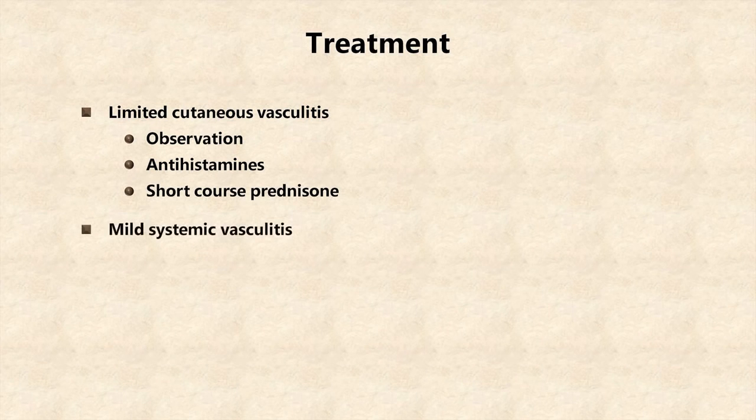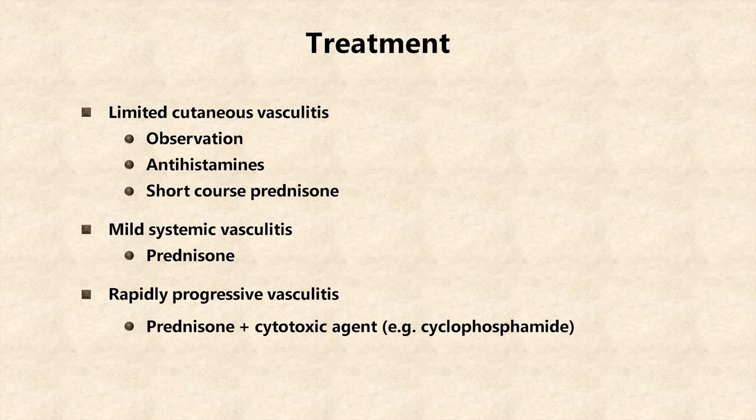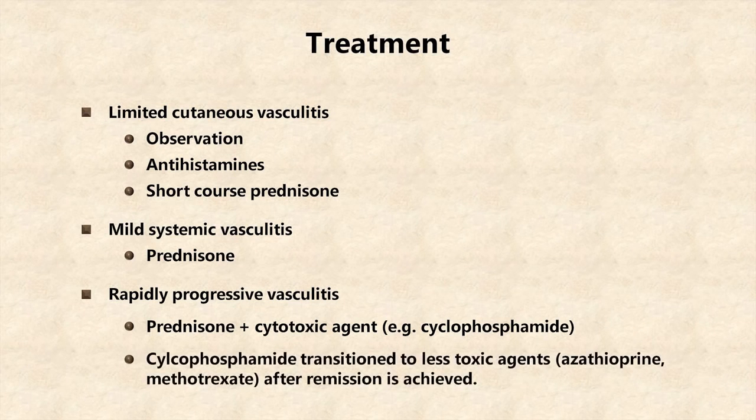For mild systemic vasculitis, prednisone on the order of 0.5 to 1 mg per kilogram per day is common. Finally, for rapidly progressive and life-threatening vasculitis, prednisone plus a cytotoxic agent such as cyclophosphamide is the most common regimen. Cyclophosphamide can be transitioned to a less toxic agent such as azathioprine or methotrexate after remission is achieved.